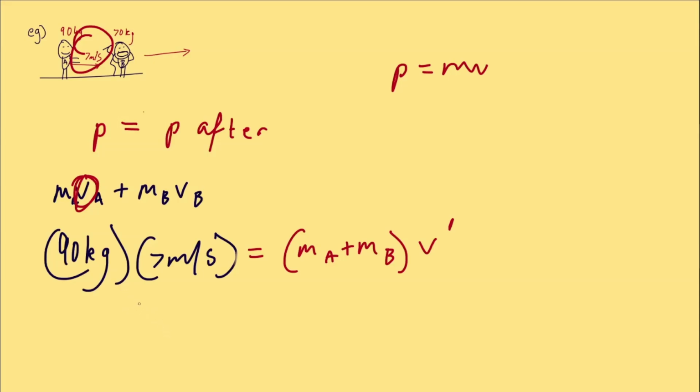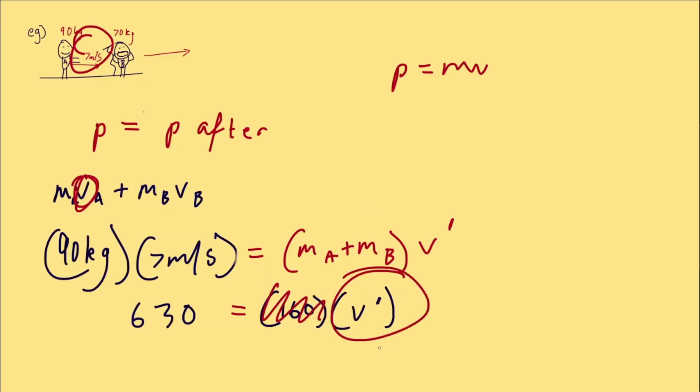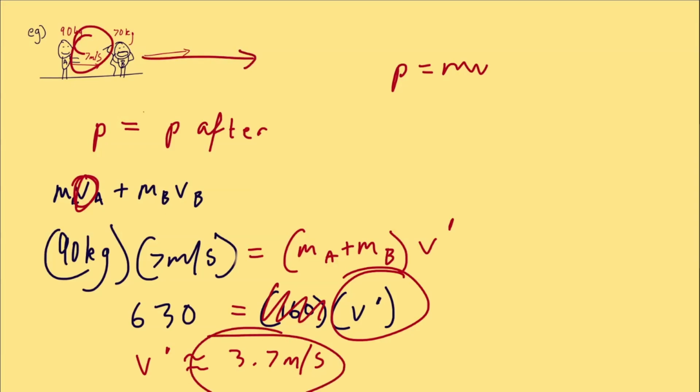Let's do the math. This is 630, and it's equal to their total combined mass, which is 160, multiplied by their final velocity. Divide both sides by 160 so that we can isolate the final velocity, by the way, what we're looking for. Then we get a final velocity of somewhere around 3.7 meters per second. So after they collide and stick together and slide off, this is how fast they're going.